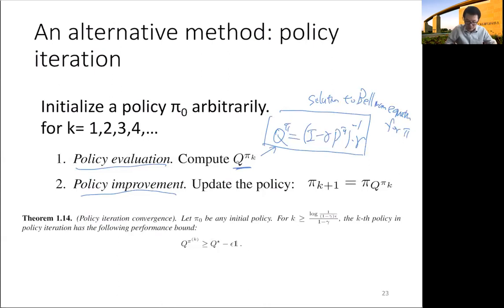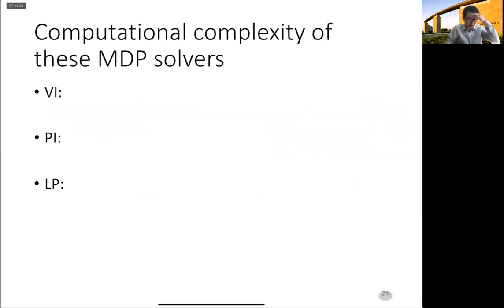Okay, and it can be shown that with a similar number of iterations, you can get an epsilon optimal policy. Okay, I'm going to skip the proof.